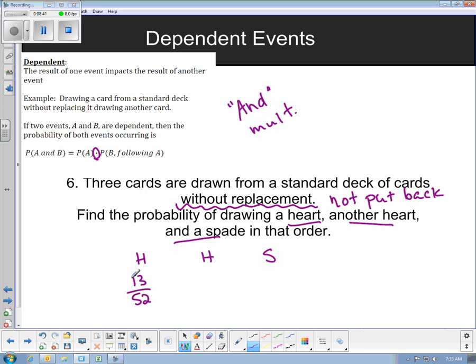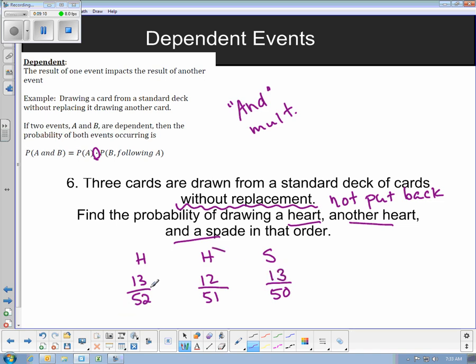But now, once I take one of those hearts away, my hearts are going to go down to 12, and I'm not putting that card back, so my cards are going to go down to 51. So the second heart is 12 out of 51. And then I move on to spades. Well, my cards still went down because now I've taken out 2 cards, so now there's only 50 left, but neither one of the cards I took out were hearts, so I have 13 spades still.